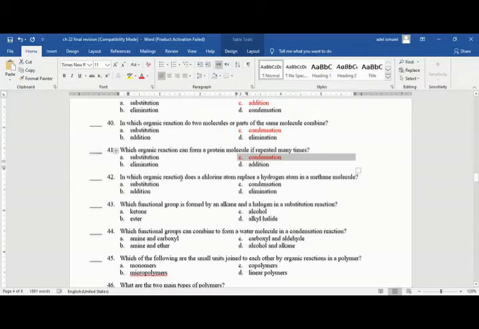Number 42: in which organic reaction does a chlorine atom replace... continue the sentence? Replace means a substitution. Eugene, if you have any question? You can unmute yourself if you have a question.